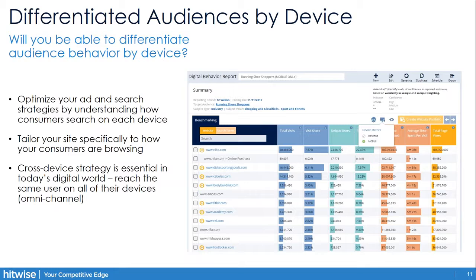So this type of dimensional capability will allow you to isolate your analysis and determine how you're doing on each device and whether there are risks to address with each device strategy. And so you see here an example of a report that gives you basic benchmarking metrics and engagement metrics, and the ability to flip between desktop and mobile, or to consider them both in your analysis.